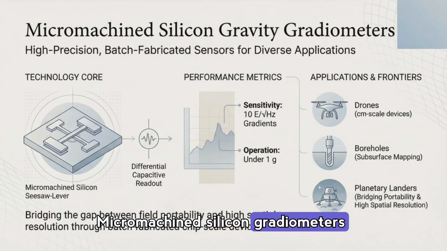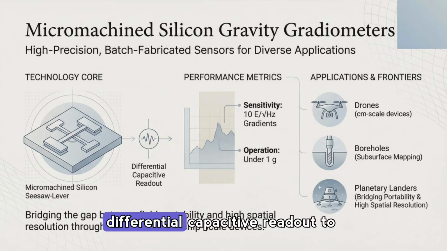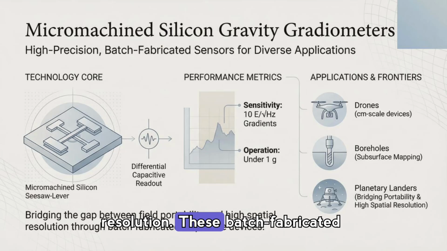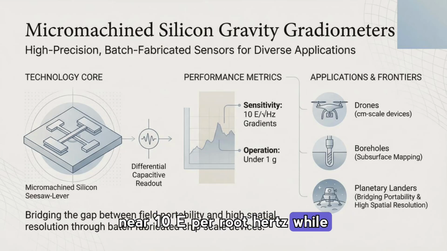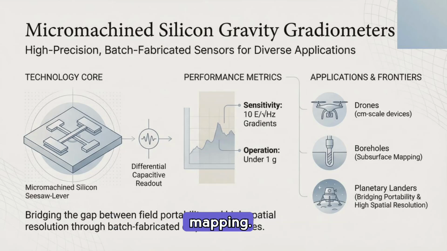Micro-machined silicon gradiometers use chip-scale seesaw levers with differential capacitive readout to bridge portability and high spatial resolution. These batch-fabricated sensors aim for gradient sensitivities near 10 E per root Hertz, while operating under 1 g, enabling compact deployments on drones, in boreholes, or even on planetary landers for detailed subsurface mapping.